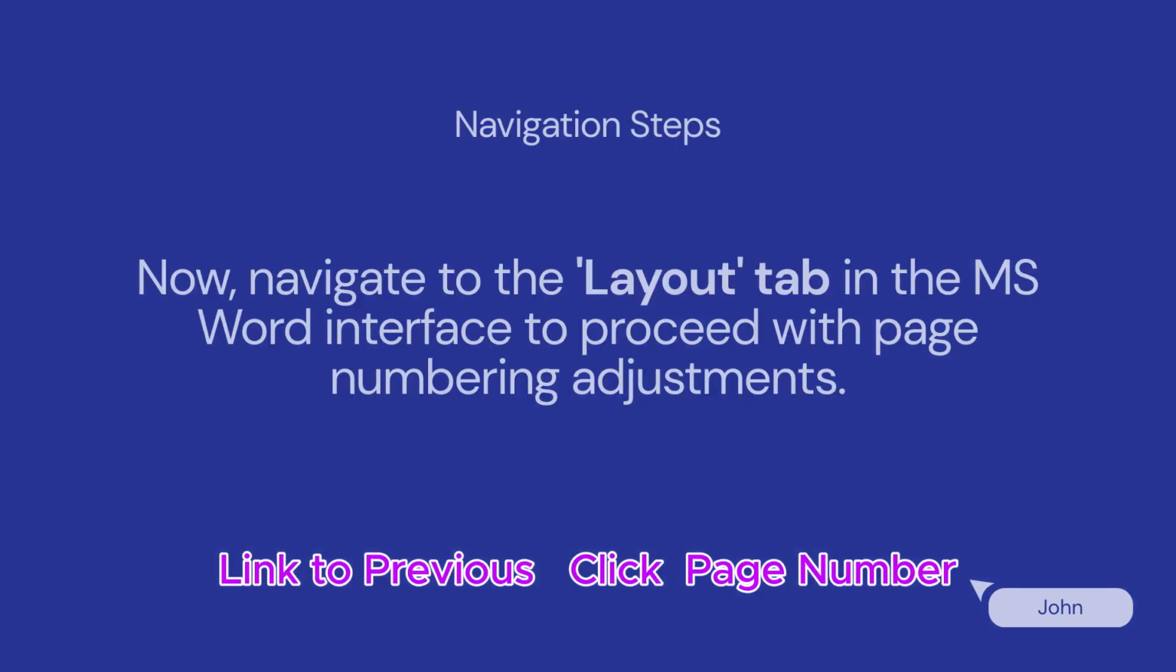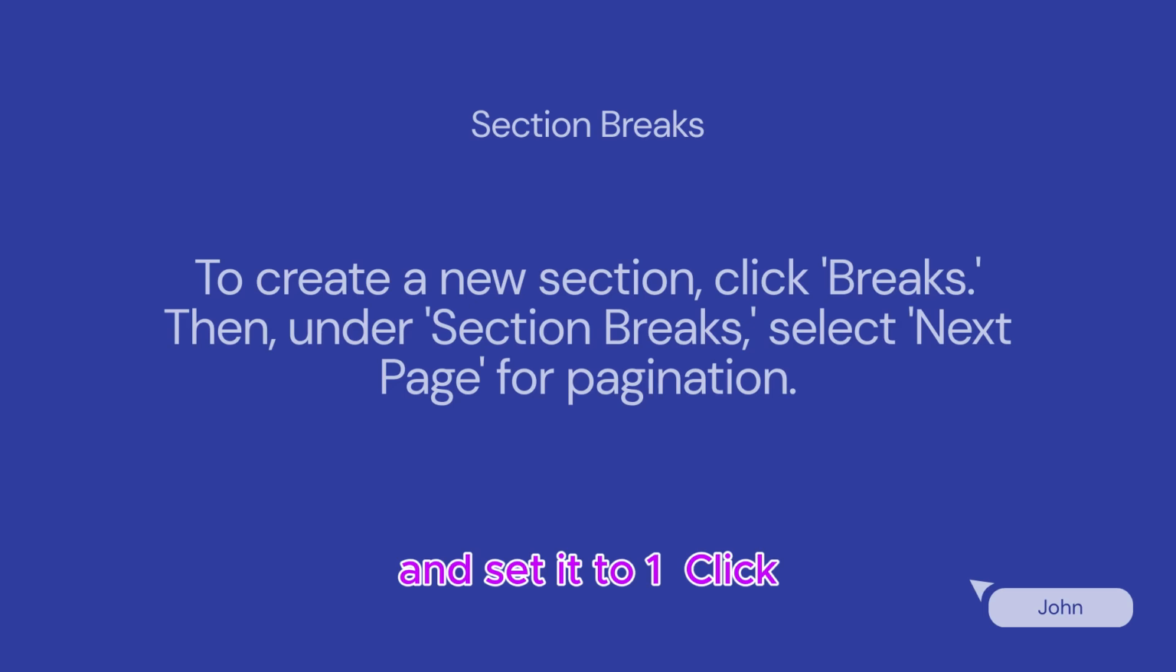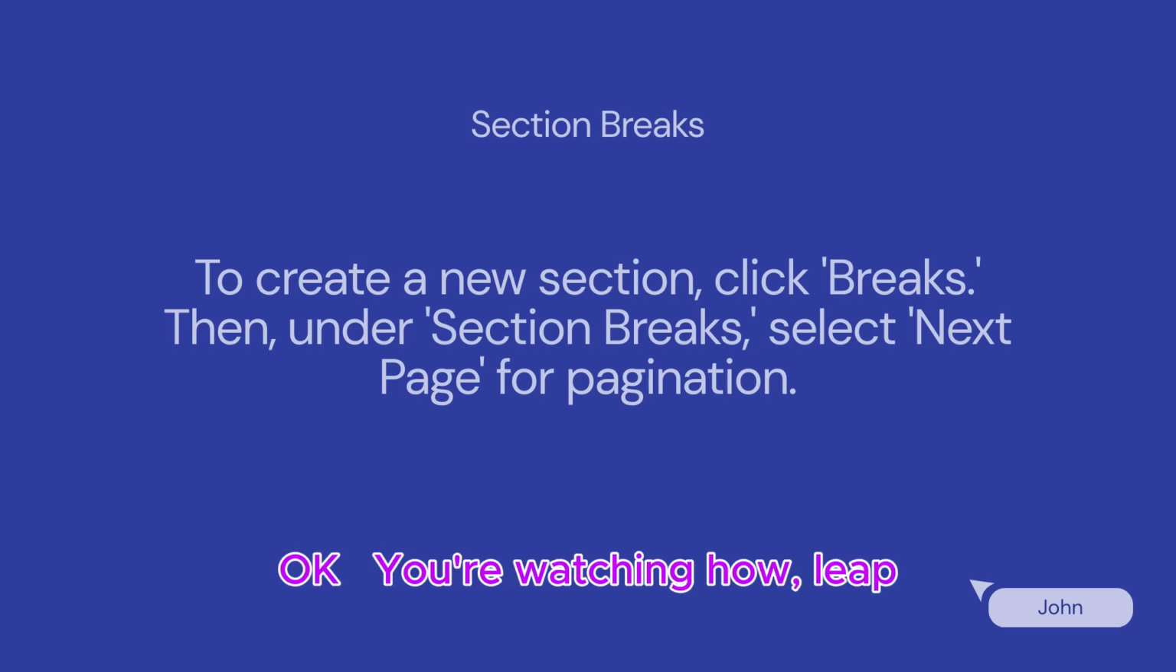Deselect Link to Previous. Click Page Number and choose your format. Then click Page Number again and select Format Page Numbers. Under Page Numbering, choose Start At and set it to 1. Click OK.